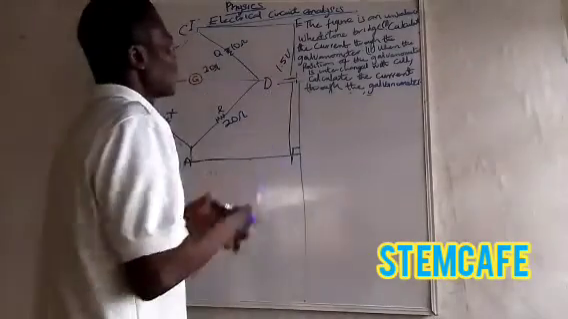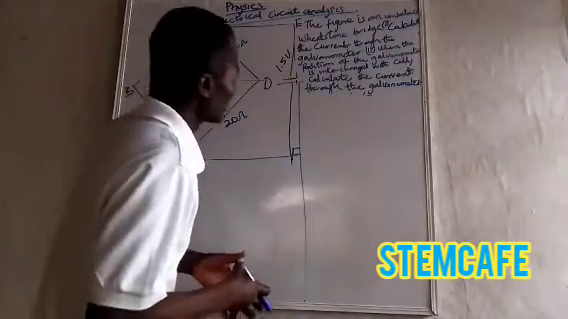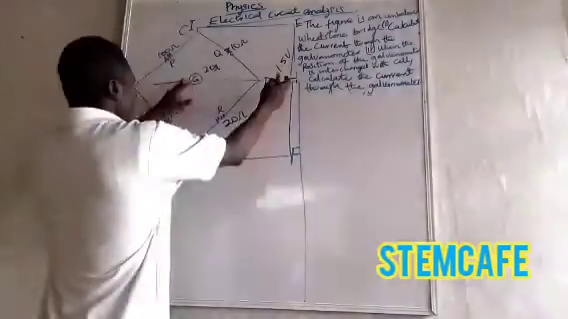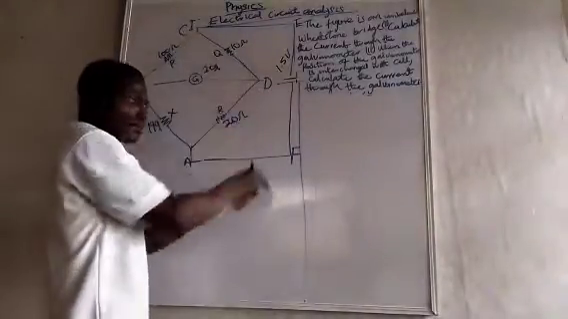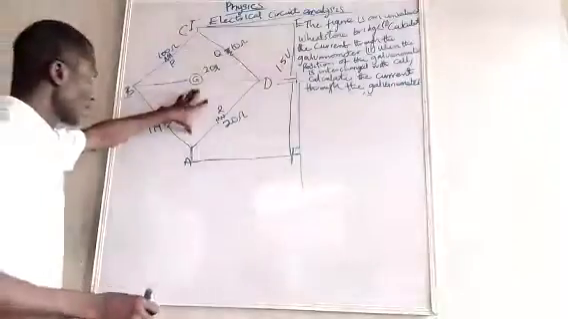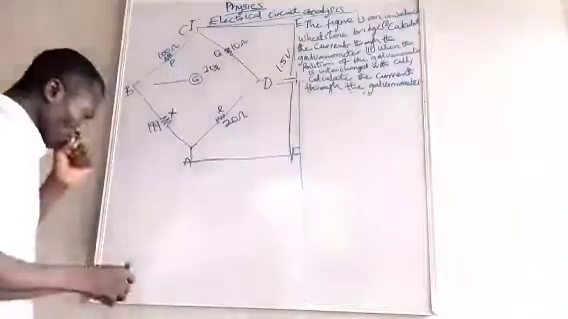2. When the position of the galvanometer is interchanged with the cell, calculate the current through the galvanometer. They are telling us that the position should be interchanged, and then we will calculate the current through the galvanometer. Now, as it is, let's go ahead and calculate the current through the galvanometer.